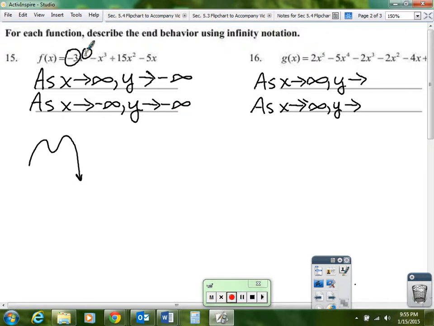For number 16, we have a quintic that's an odd degree and a positive leading coefficient. Therefore, the graph looks like as follows. It has to end positive. It turns around a couple of times in the middle. And therefore, on the far right-hand side, as x approaches infinity, y also approaches positive infinity. Since it is an odd degree, it will start in the opposite direction. On the far left-hand side of the graph, y approaches negative infinity. And those are our answers.